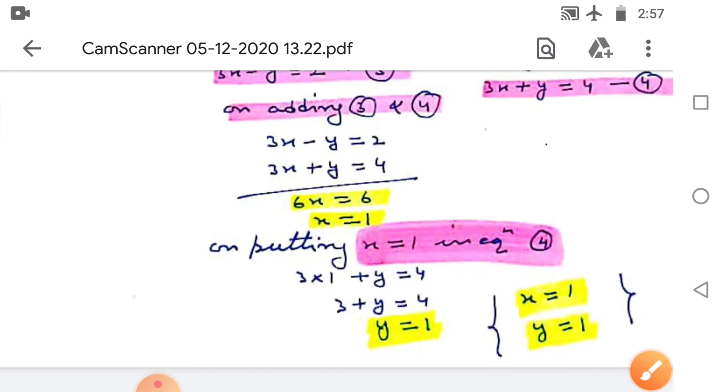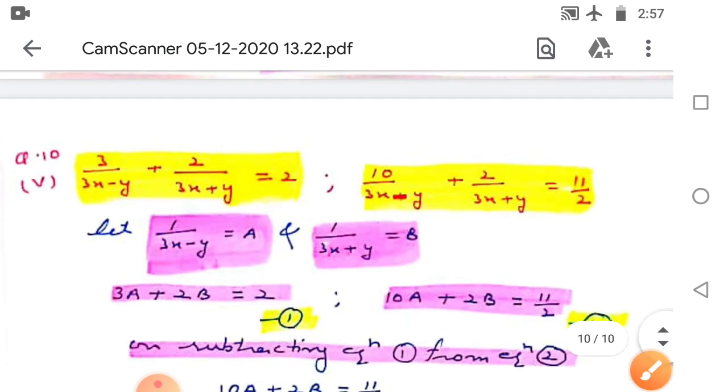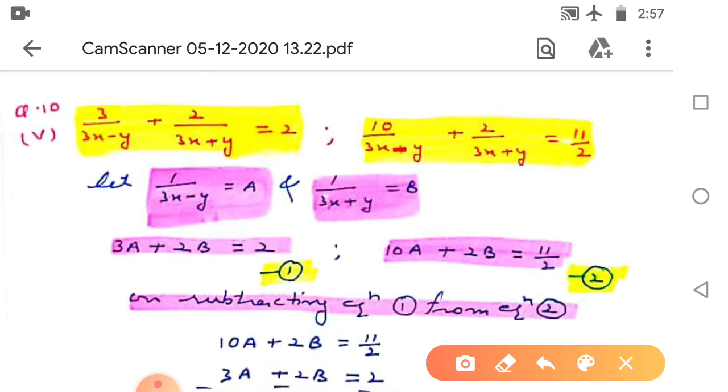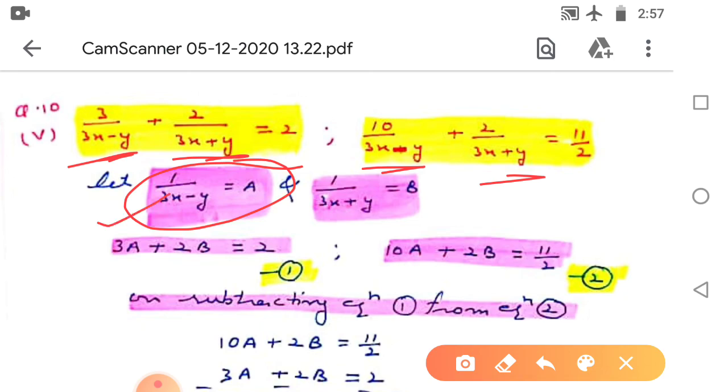Okay, the question is simple, but what is the important concept here? The important concept is, in this question, you need to see this is in the denominator, that is 3x minus y. Here is again 3x minus y. Here in the denominator 3x plus y. Here in the denominator 3x plus y. So it's easy for us to take a is equal to 1 upon 3x minus y, and b is equal to 1 upon 3x plus y.